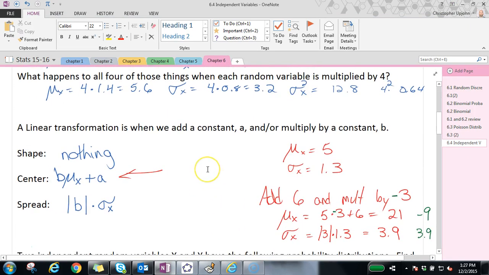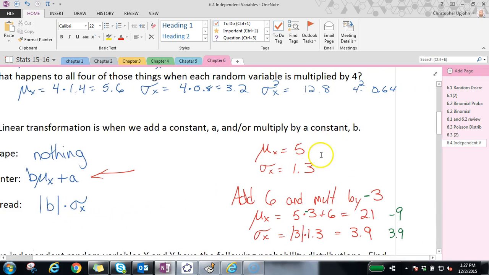So to recap, when we add or multiply constants, just numbers, the shape doesn't change. Our center, you multiply first by whatever you're multiplying by, and you add whatever you added. Our spread, our standard deviation, is just multiplied by the absolute value. It cannot be negative, so we have to multiply by the absolute value of whatever we're multiplying by.